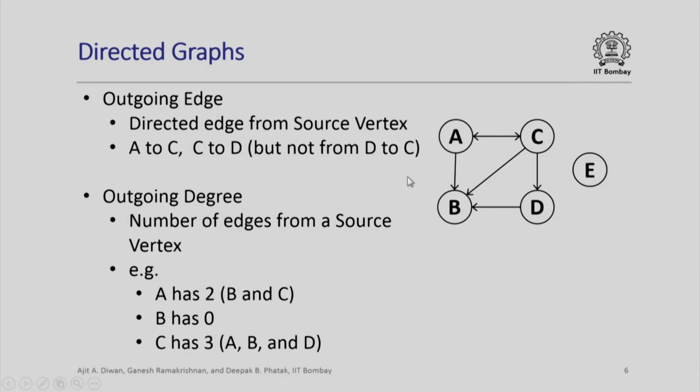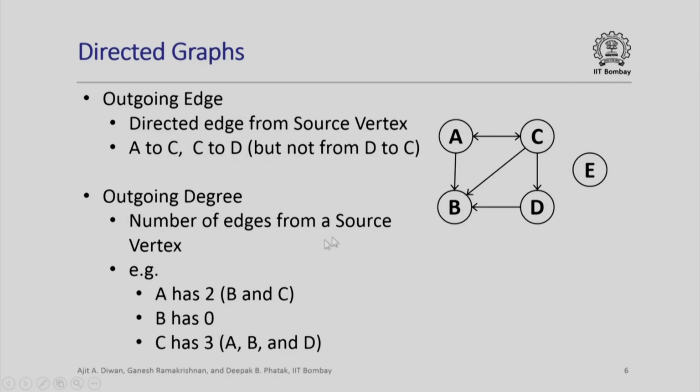In case of directed graphs, we have the notion of outgoing edge and outgoing degree and a corresponding notion of incoming edge and incoming degree. Let us look at the notion of outgoing edge first. An outgoing edge is defined as a directed edge from a source vertex. For example, there is an edge from A to C, there is an edge from C to D, but not from D to C.